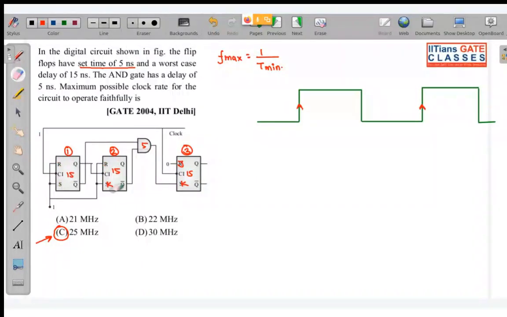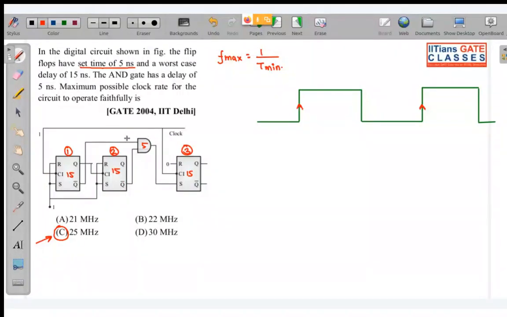I will not be making corrections over here, as your diagram will become very messy. But first of all, this thing needs to be cleared. You guys also should have asked me, sir, here RS is equal to 1, so we are working in the invalid state. The question should have been a JK flip-flop. Okay, fine, that is a silly mistake.